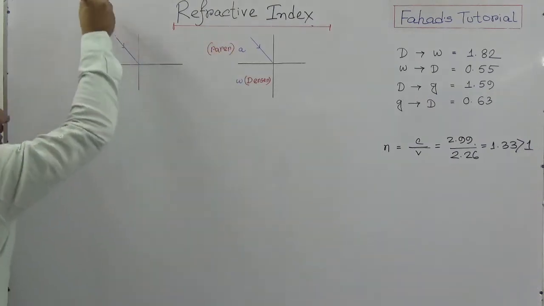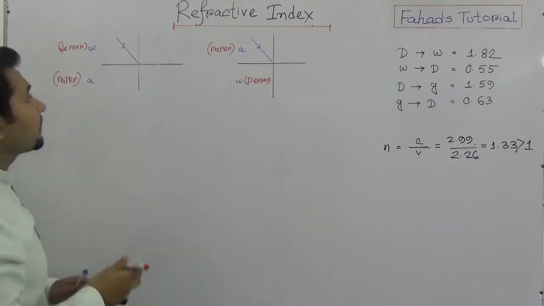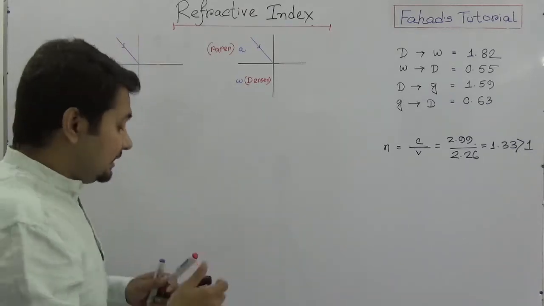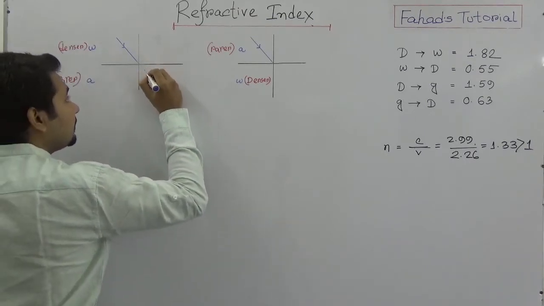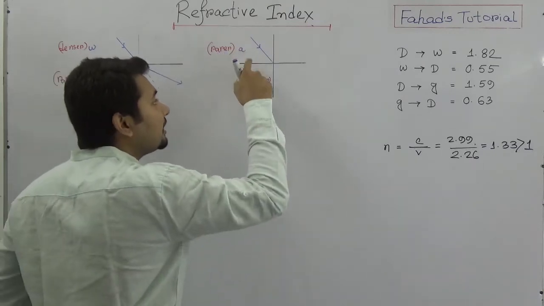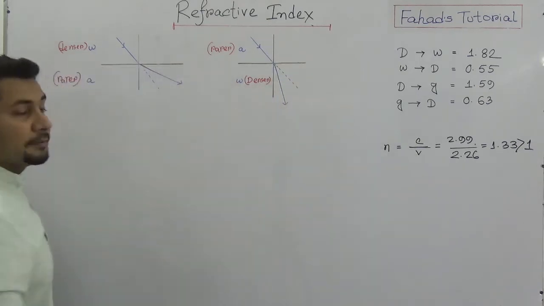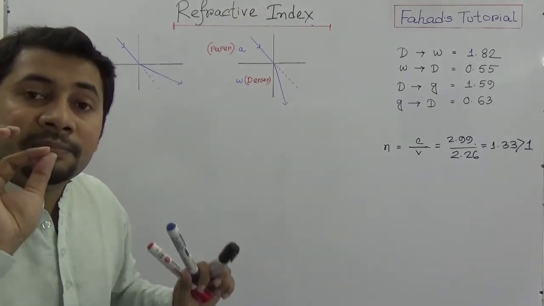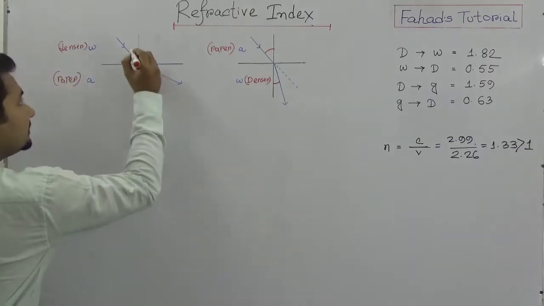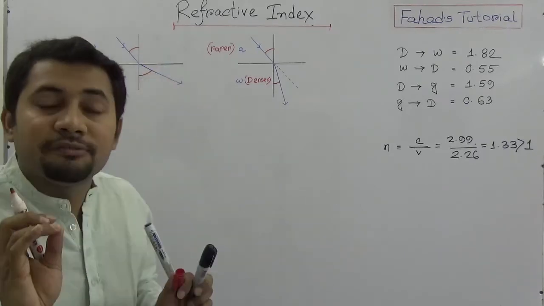This is very important. When light is coming or falling in inclined positions from the denser to the rarer medium, the light will traverse away from the normal. And if it is falling in inclined positions from the rarer to the denser medium, the direction of motion will change towards the normal. Now, there is an angle created on each side. This angle is known as the incident angle and this angle is known as the refractive angle.